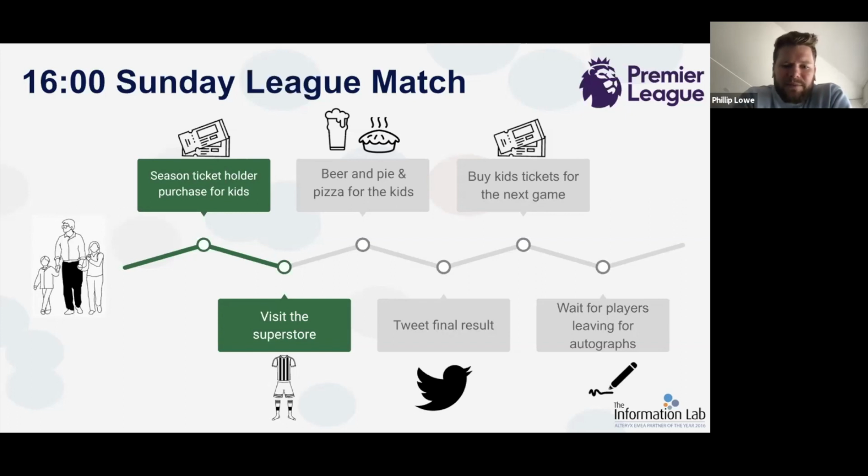The kids, obviously, are really into the team. They've got a favorite player, so they go to the superstore before the game, get there a bit early, and see that there's one of their favorite players' shirts there, and actually purchase a bit of kit. So when they're in the stadium, Fred has a beer and pie and gets pizza for the kids, spending a bit more on food there because he's with his family.